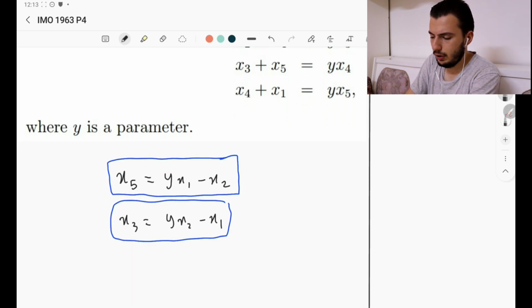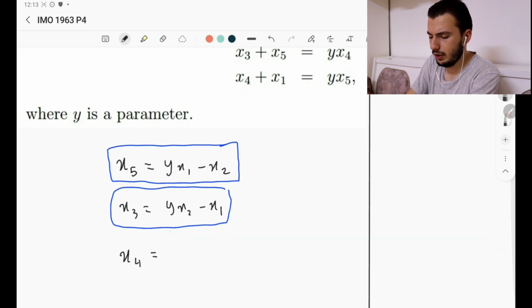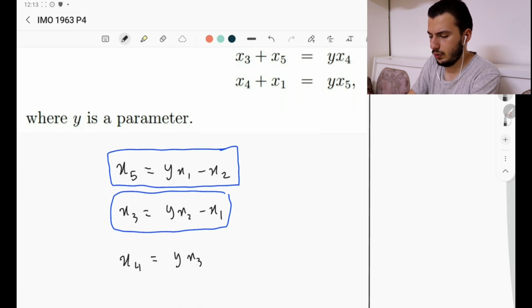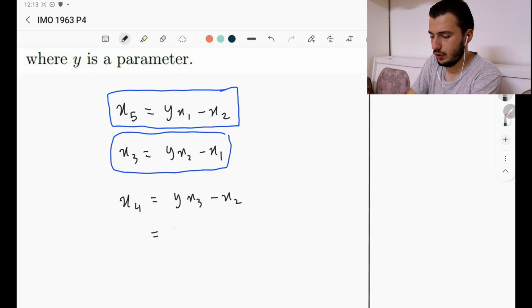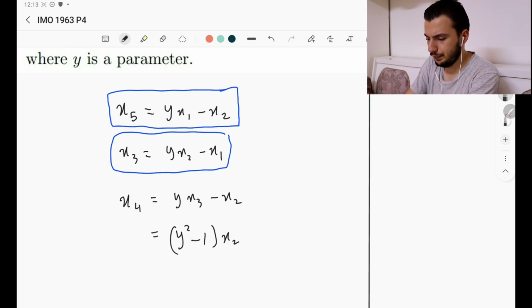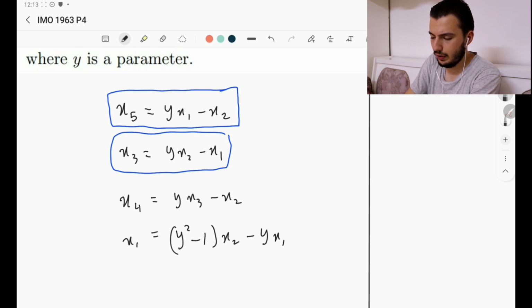So simply x4 is equal to y x3 minus x2, and we already have the value of this, so it's just y square x2. Well, we can already write it like (y square minus 1) x2, then minus y x1. Alright, so now we have our value for x4 and we're ready to proceed.